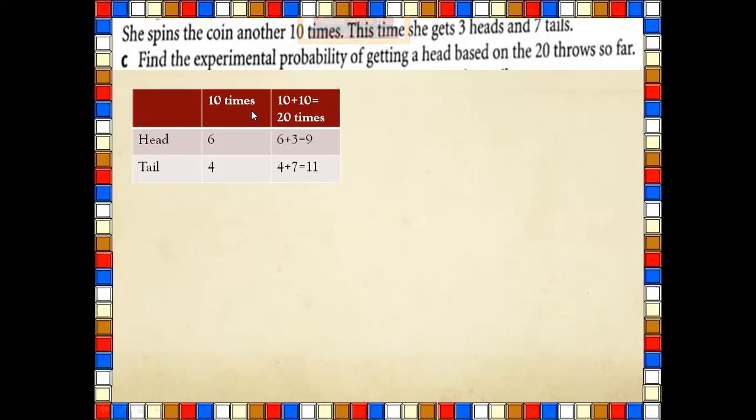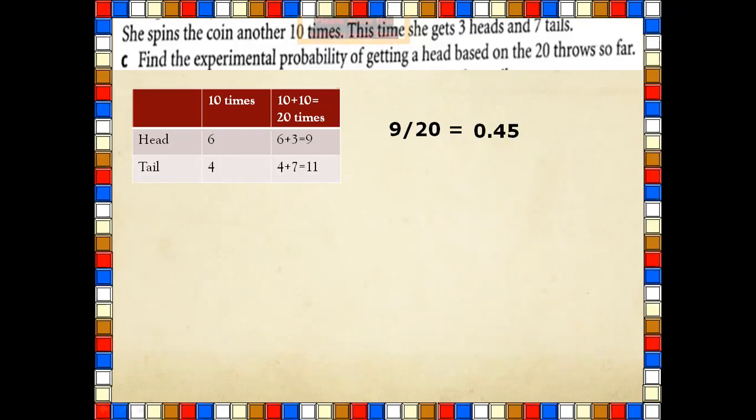Yeah, teacher. Sorry, I muted myself by mistake. Yeah, no, it's okay. Find the experimental probability of getting a head based on 20 throws. Nine over 20. Yes, it's 9/20. And as a decimal, it's going to be 0.45. So see, it's a big difference between 0.45 and 0.6. Thank you, Sarah.